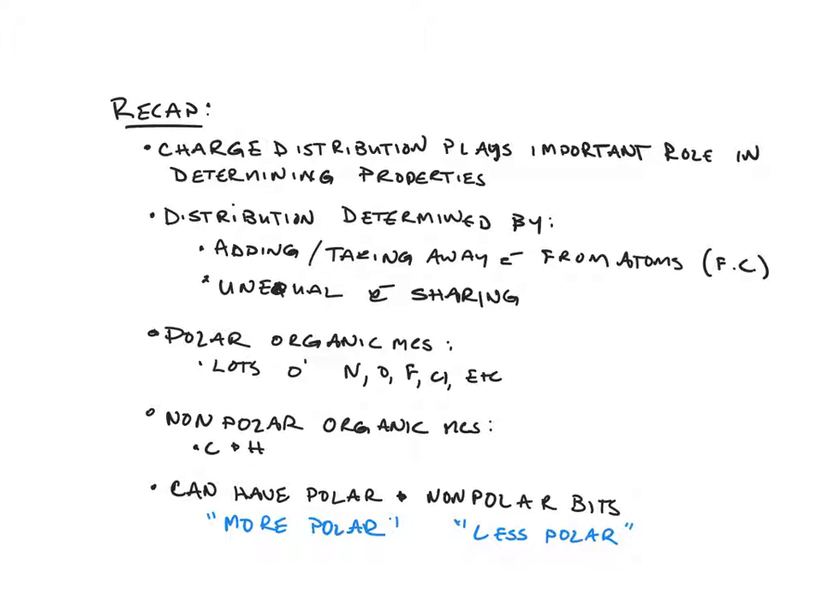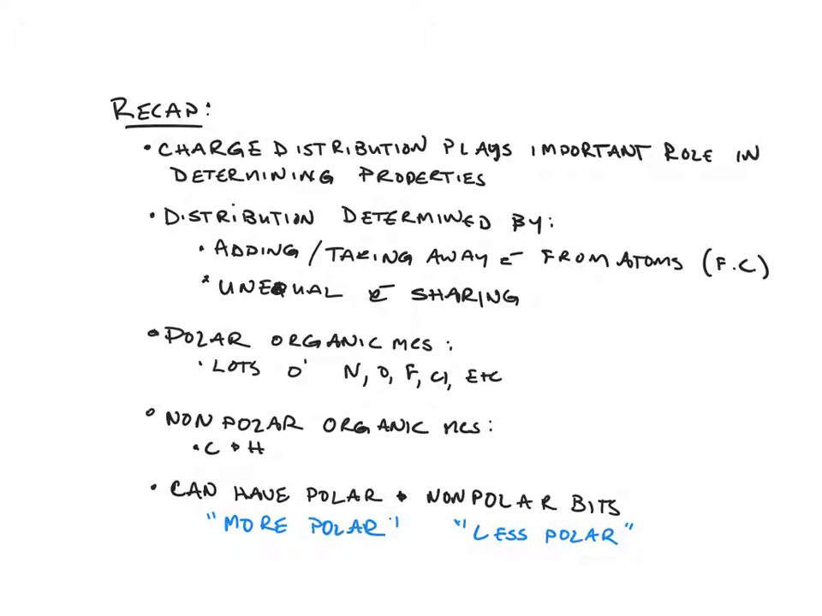So quick recap, and we'll do some more practice in class. Right? Charge distribution plays an important role in determining the properties of the molecule. The distribution of charge is determined by adding or taking away electrons from atoms, so looking at formal charge, and unequal electron sharing, or polarity. Polar organic molecules, if I'm just looking at it, I see lots of oxygens, nitrogens, halogens tend to be more polar. Non-polar organic molecules contain mostly carbons and hydrogens.